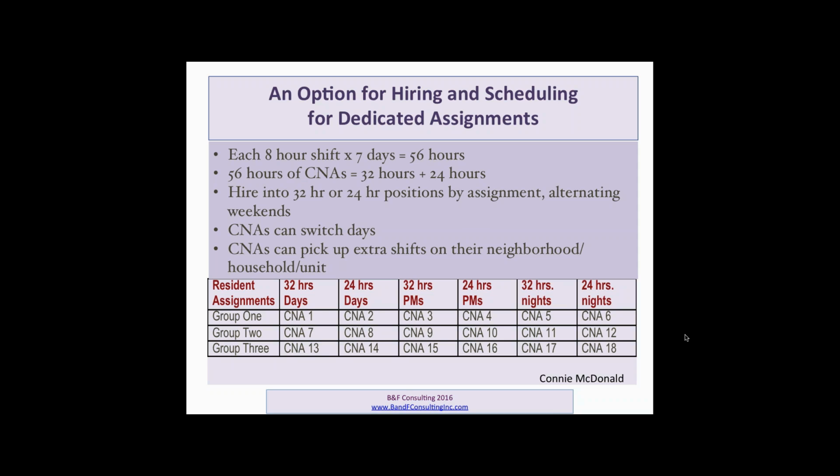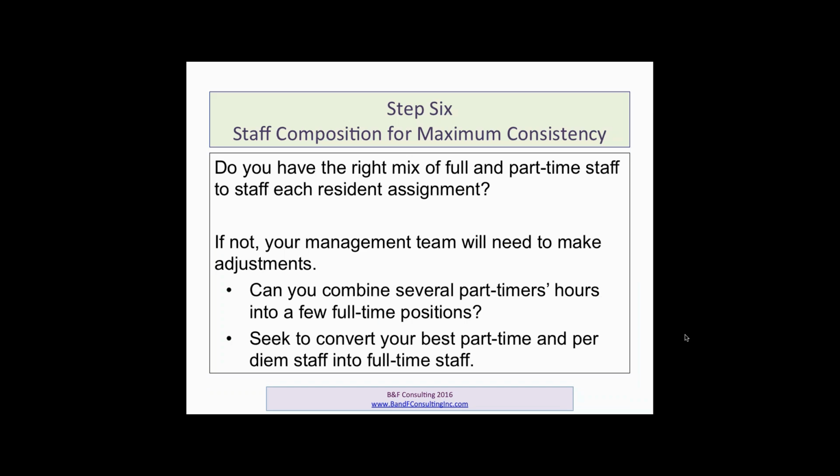The CNAs who want to pick up extra hours become the backup pool for coworkers working on the same neighborhood as they are. These are 2 examples of how to make the math work for making a schedule centered around resident assignments with consistent staff and consistent backup. As you're doing the math and designing your schedule, take a look at your staff composition. Do you have the right mix of full and part-time staff to staff each resident assignment? If not, your management team will need to make some adjustments.